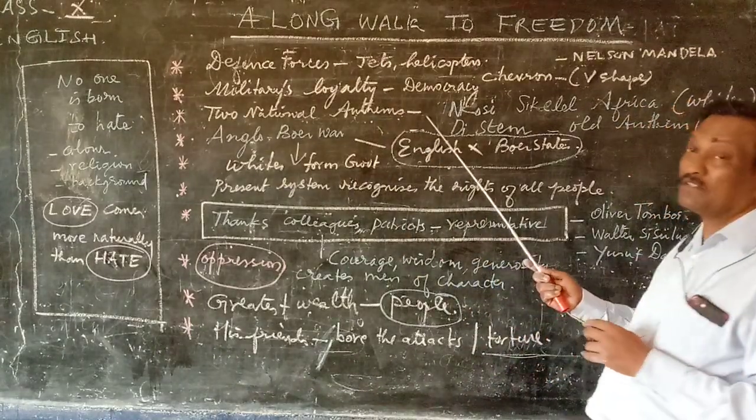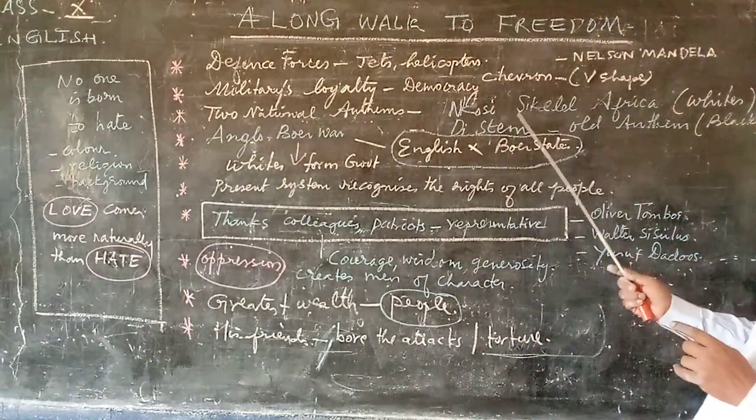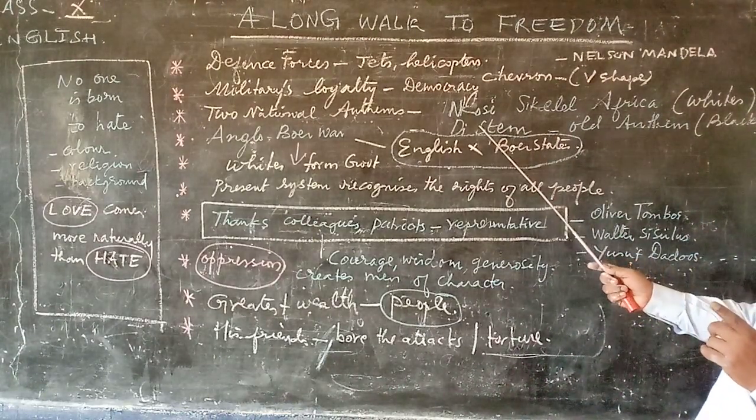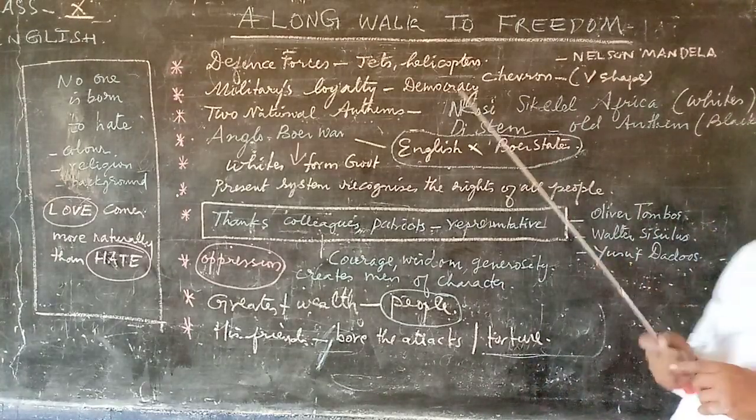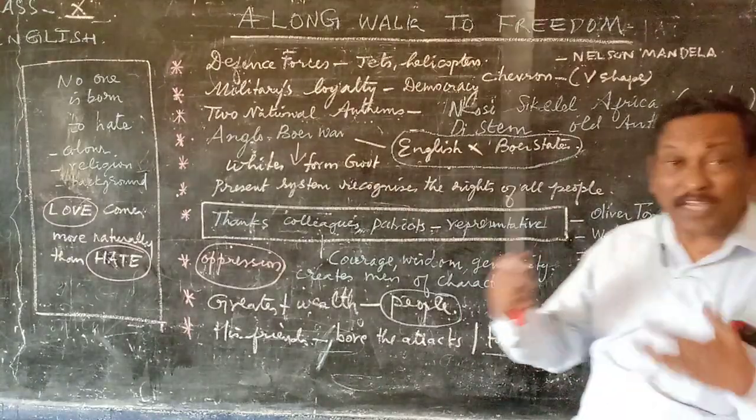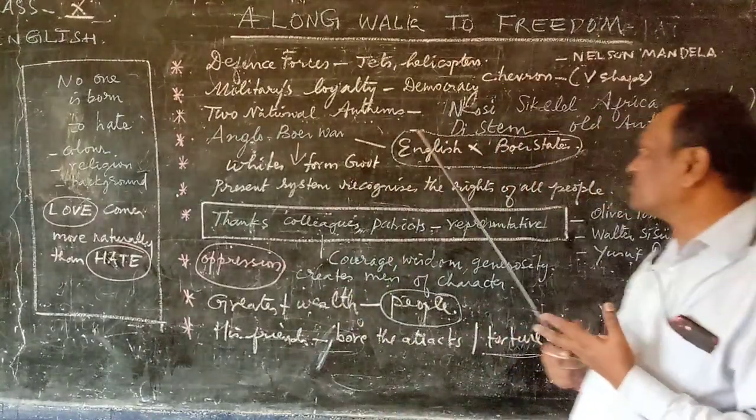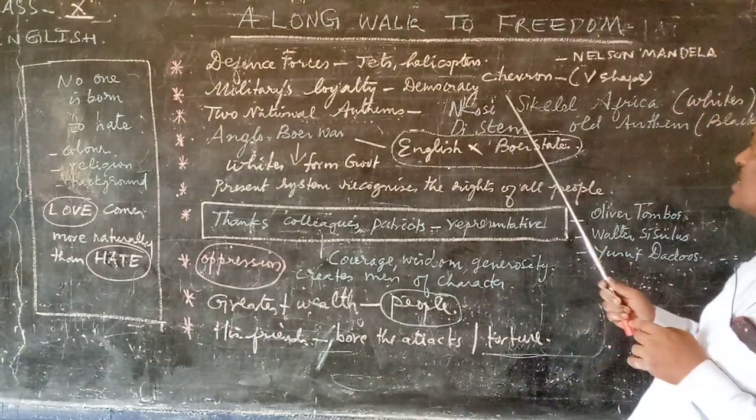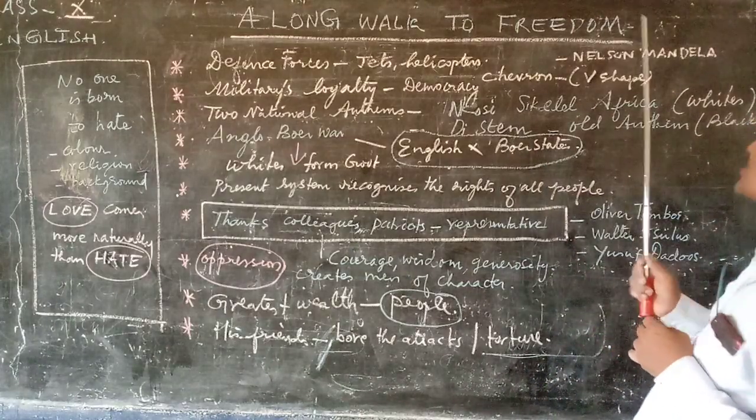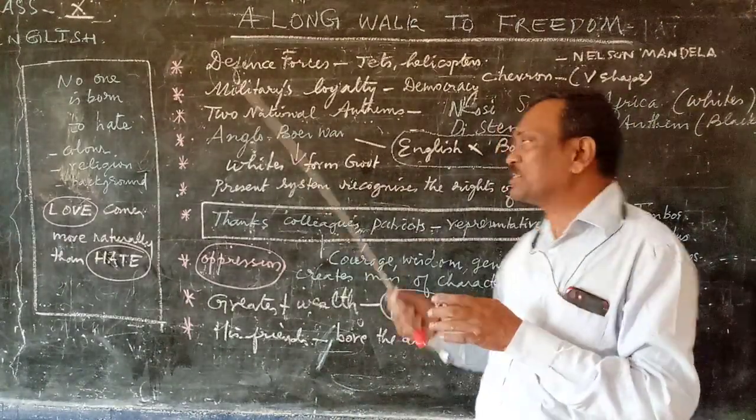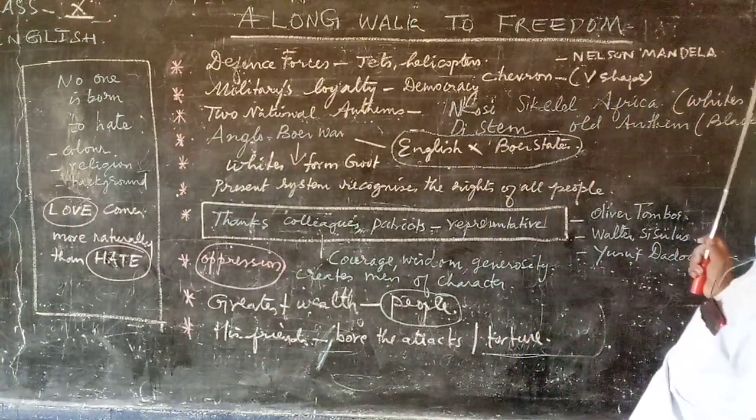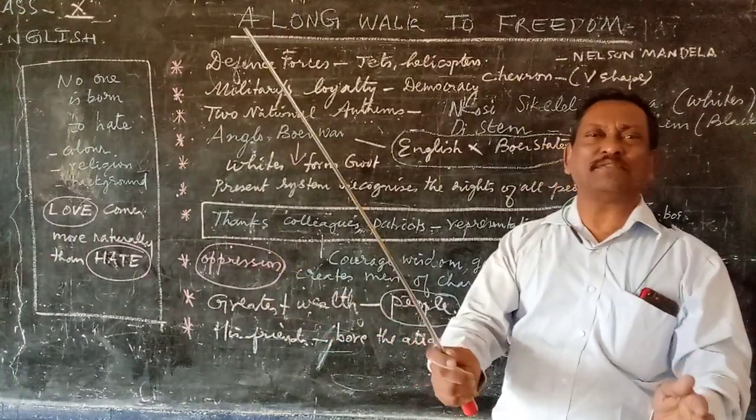What are the two national anthems? One was the South African national anthem, which was sung by the whites, and it was Nkosi Sikelel Africa. Probably it was written in one of the South African languages. And the whites were singing this particular national anthem. And the other national anthem went by the name Die Stem, probably a Latin name. It was the old national anthem, and this was sung by the blacks. So here, the point to be noted is that both the whites and the blacks came together and sang the national anthem.